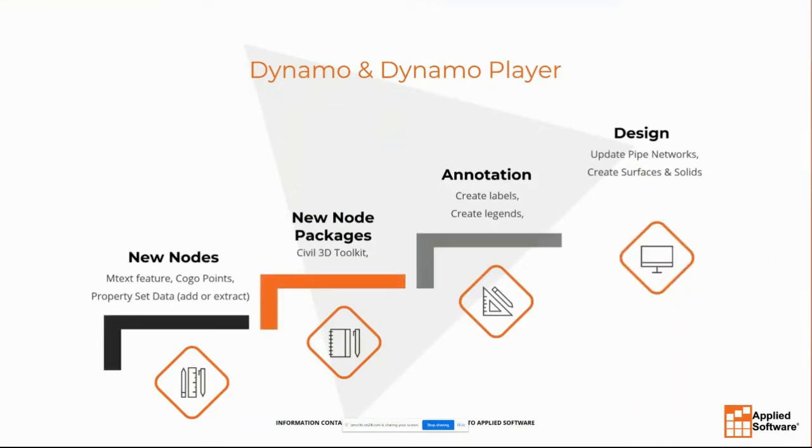So in Civil 3D, with the release this year for 2021, they've added some new nodes and a new node package specifically around Civil 3D, and that package is called the Civil 3D Toolkit. In that package, it's got new tools where you can work with your surfaces, your COGO points. You can pull property data out of objects, or you can use the nodes to set property data for, say, dimensions or widths or thicknesses for different entities that you might be working with.